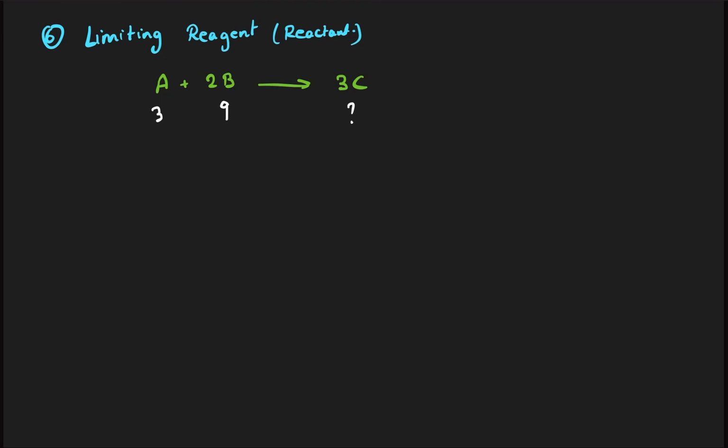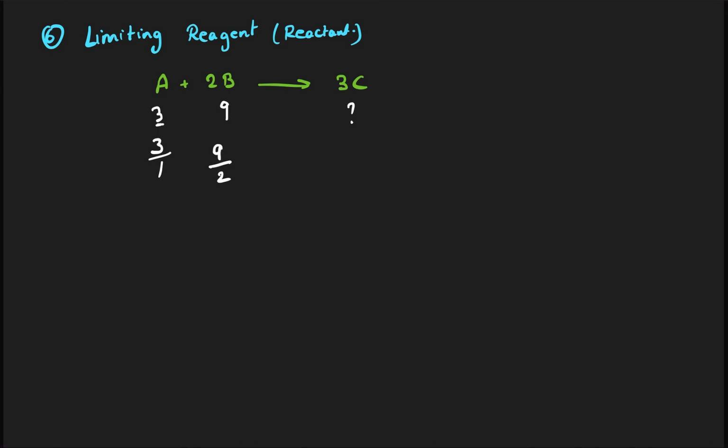Now how do you first find who is the limiting reagent? See, the first step you are supposed to do is divide how many moles you have by how many moles are required. I have 3 moles and here the coefficient of A is 1, so divide both of them. So 3 divided by 1. Here it's going to be 9 divided by 2, because we have 9 moles and we require 2 moles for the reaction.